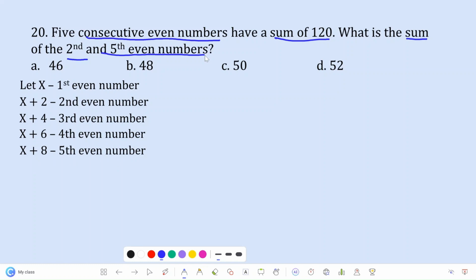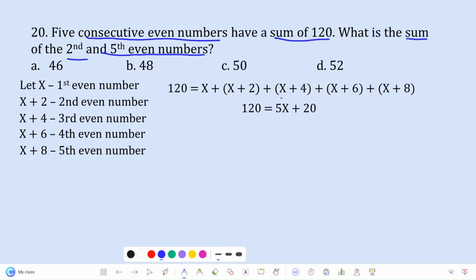Ngayon, ang sabi dito, ang sum daw ng 5 consecutive even numbers is 120. So, i-add natin silang lahat. Dahil ang sum niya ay 120. So, that is 120 is equal to x plus x plus 2 plus x plus 4 plus x plus 6 plus x plus 8. Now, combine natin ang like terms. We have here 1x, 2, 3, 4, 5. That is 5x. And then 8 plus 2 is 10. 6 plus 4 is also 10. So, that is 20. So, we have here 120 is equal to 5x plus 20.